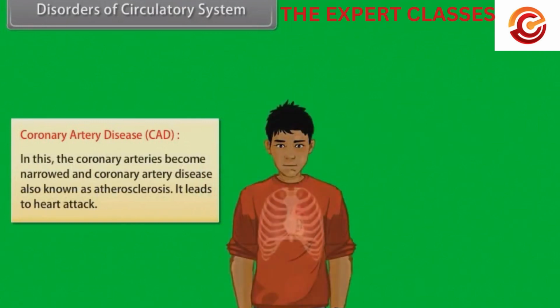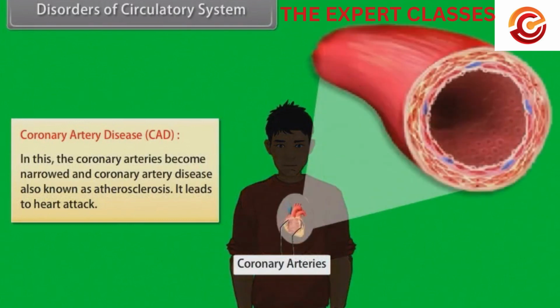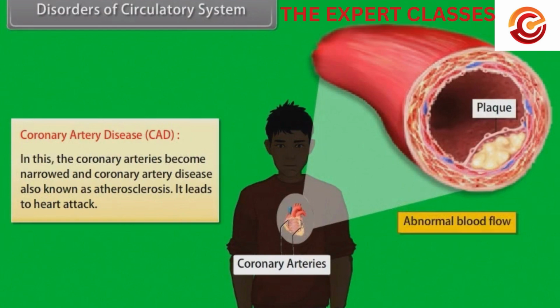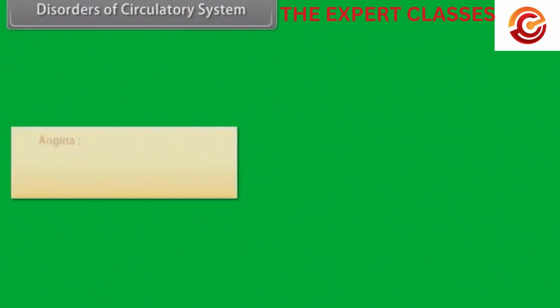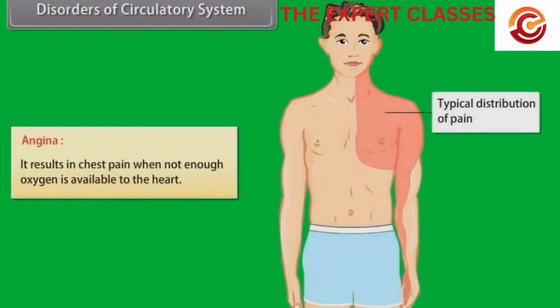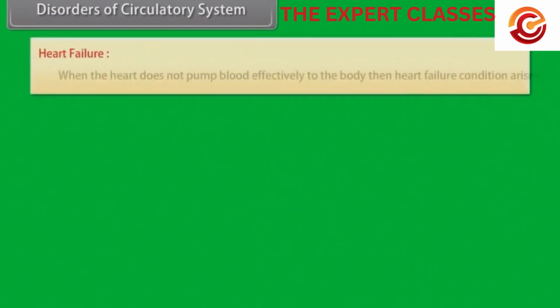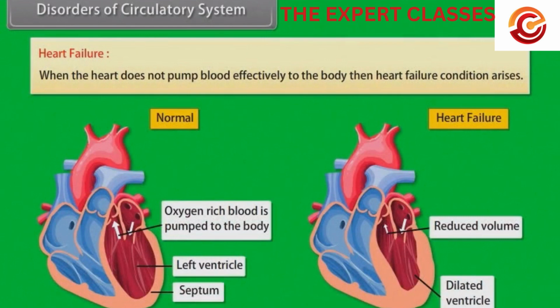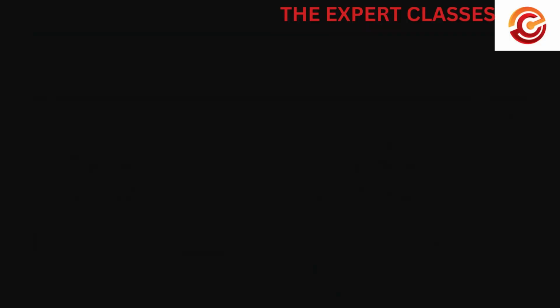Coronary artery disease or CAD. In this, the coronary arteries become narrowed, and coronary artery disease is also known as atherosclerosis. It leads to heart attack. Angina. It results in chest pain when not enough oxygen is available to the heart. When the heart does not pump blood effectively to the body, then heart failure condition arises.